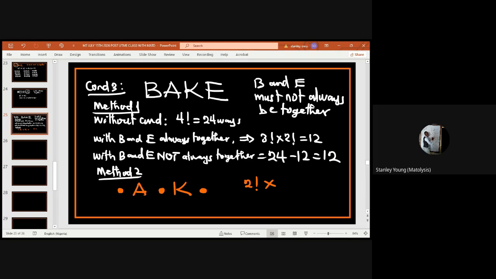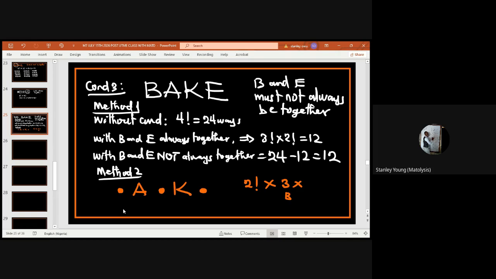Since B and E must not always be together, we'll arrange them separately. If you first bring B here, B can be here or here or here. The number of ways of doing that is 3. You won't call it 3 factorial because you are dealing with one thing. You have seated A, you have seated K, you now have 3 different seats that you can put B in. B cannot stay in the 3 at the same time, you can only stay in 1 at a time. Do you agree?